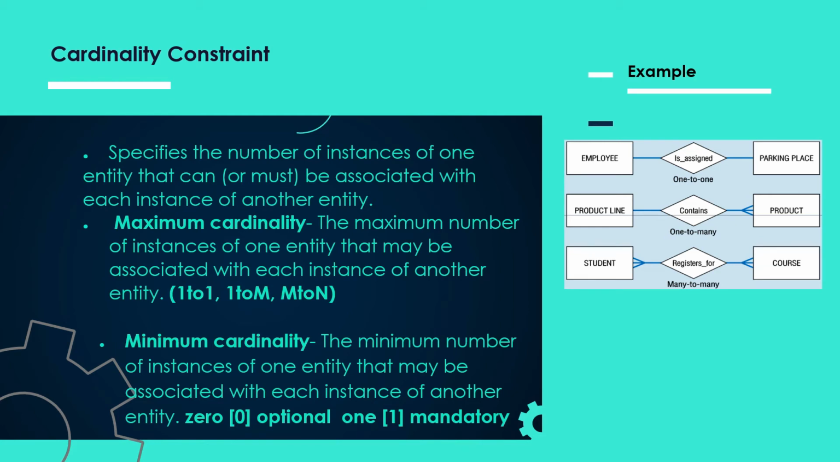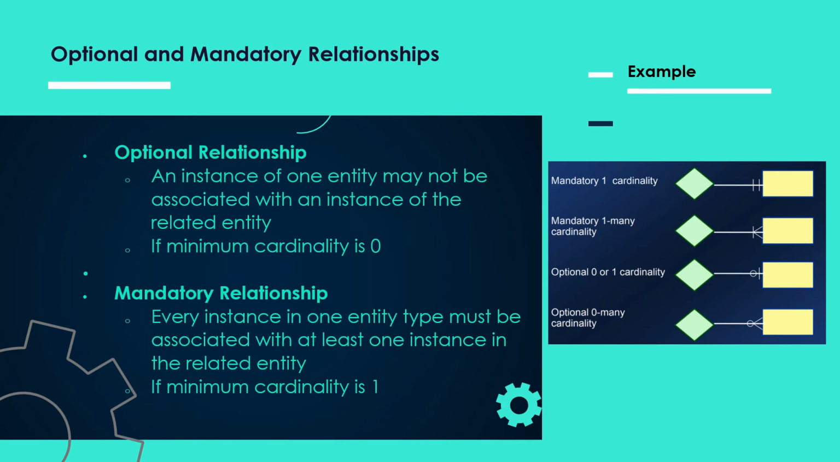We have maximum cardinality and minimum cardinality. Maximum cardinality is the maximum number of entity instances that can participate in a relationship. This can be one-to-one, one-to-many, and many-to-many. Minimum cardinality is the minimum number of entity instances that must participate in a relationship. It can be categorized into 0 meaning optional and 1 meaning mandatory. In minimum cardinality, there are two types of relationships: optional and mandatory.